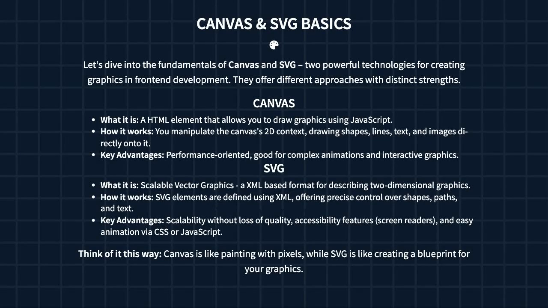Okay, so today we're starting our journey into the world of drawing on the web. We'll be looking at two main tools, Canvas and SVG. Canvas is basically a blank area where you can draw anything you want using JavaScript. It's super powerful for animations and interactive graphics because it directly controls the pixels. SVG, on the other hand, uses a special XML format to describe your images. It's like creating a blueprint. It scales perfectly without getting blurry. Both offer different strengths. Canvas is often faster for complex things, while SVG excels in scalability and accessibility.